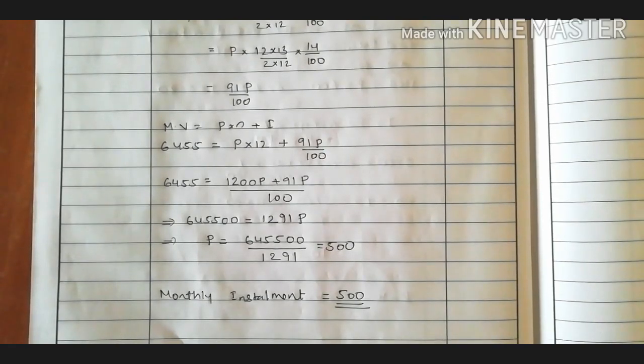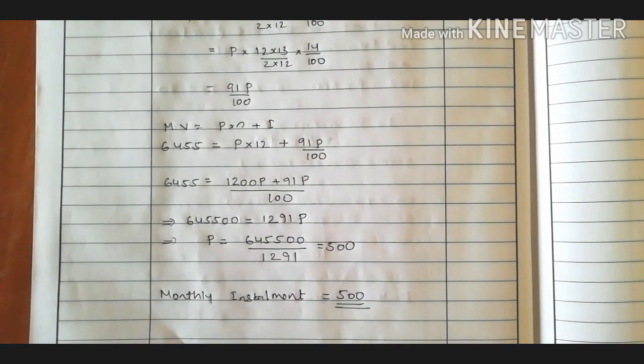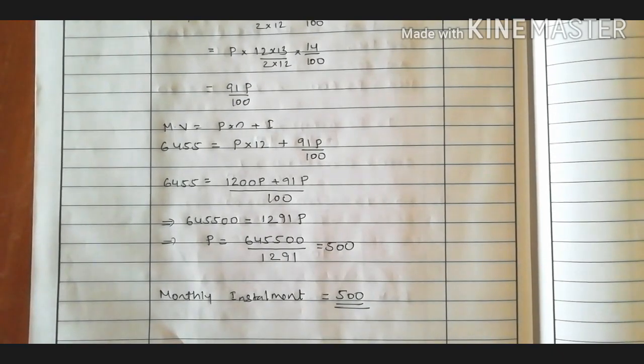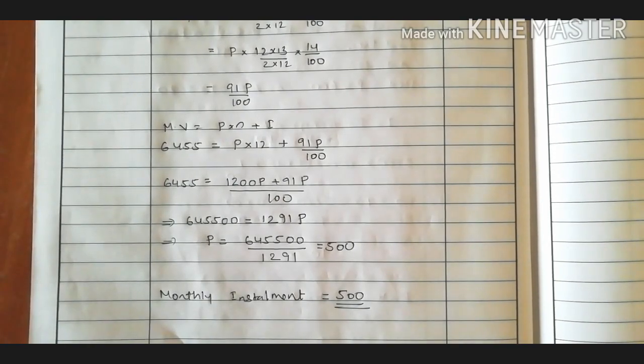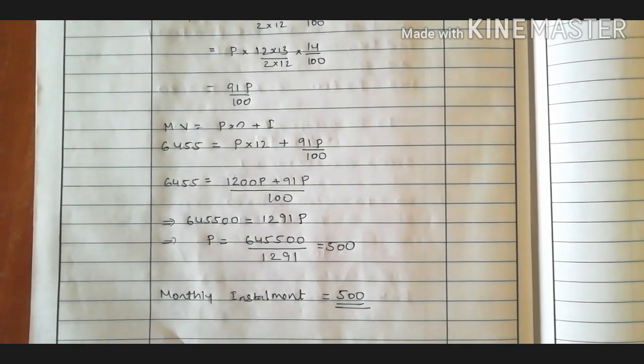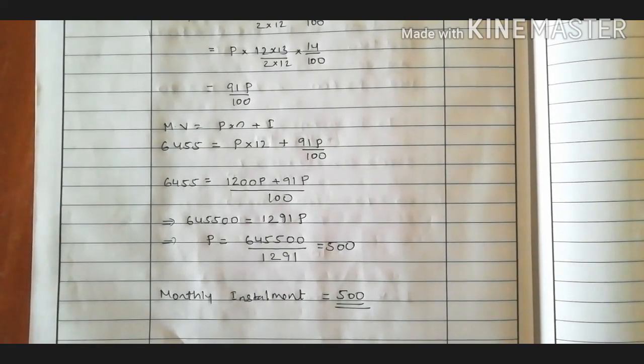So many more problems are there in that chapter, but almost all the things are the same. Here we have discussed 3 different problems. In the first problem we discussed how to find the interest and maturity value. In the second question we discussed how to find the rate of interest, and here we discussed how to find the monthly installment. All the remaining problems are the same, so by using this method we can do the rest of the problems, so you have to try that.